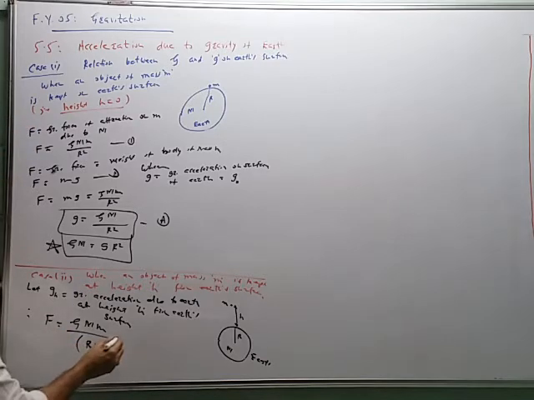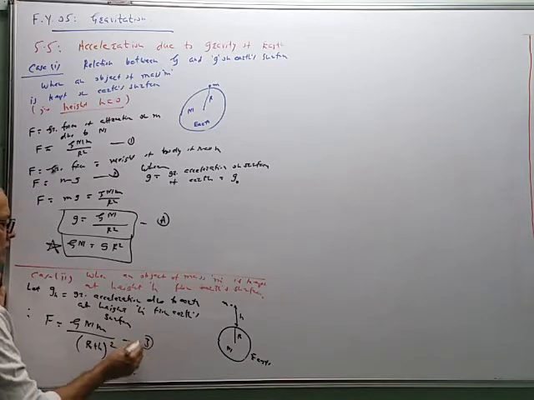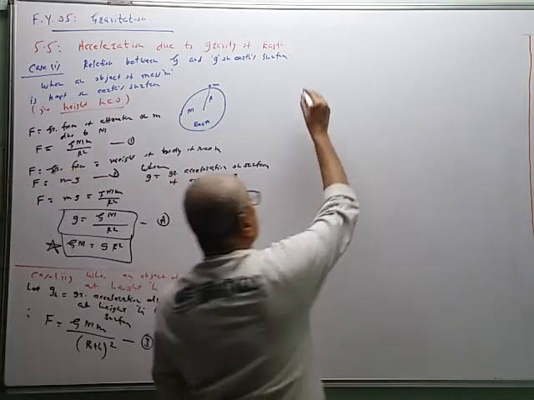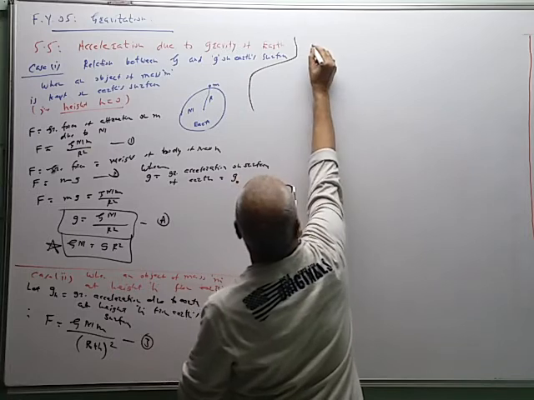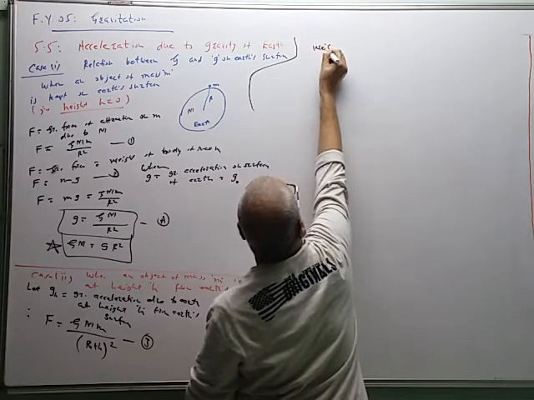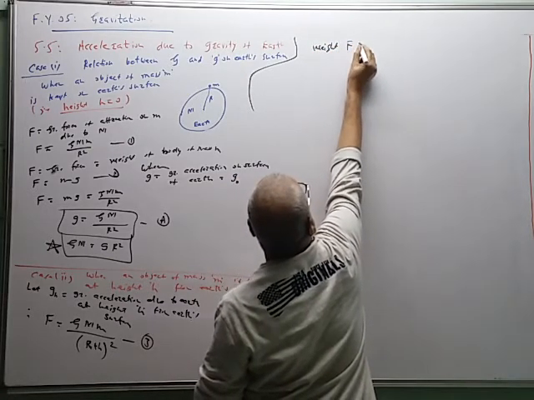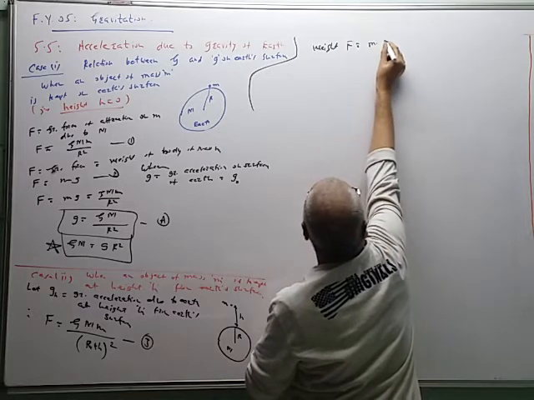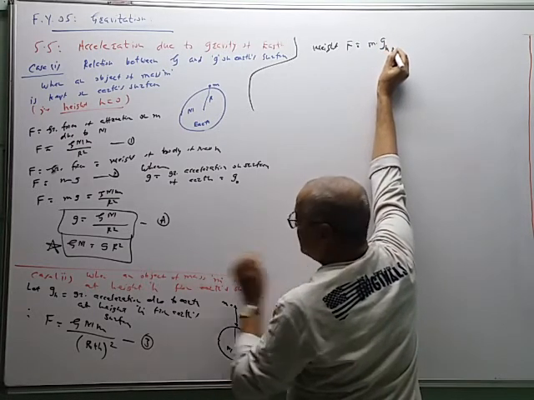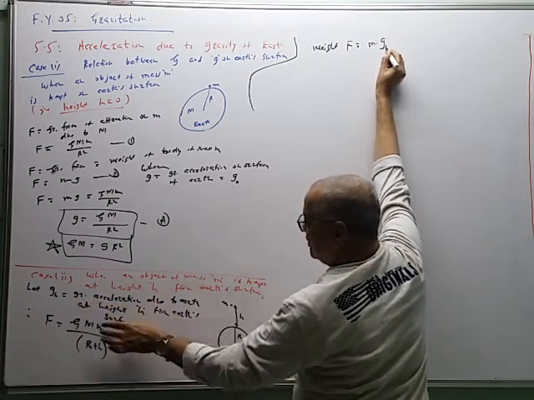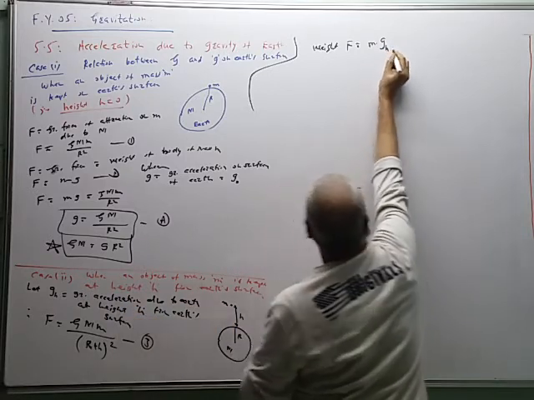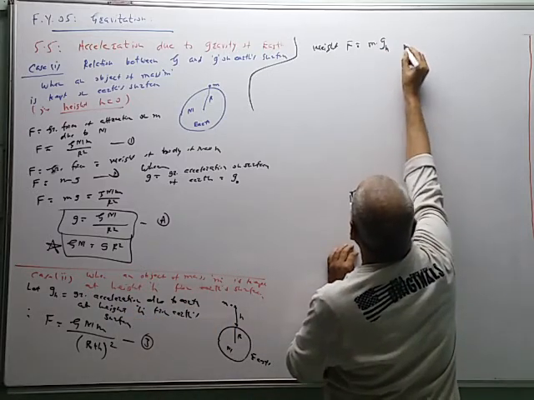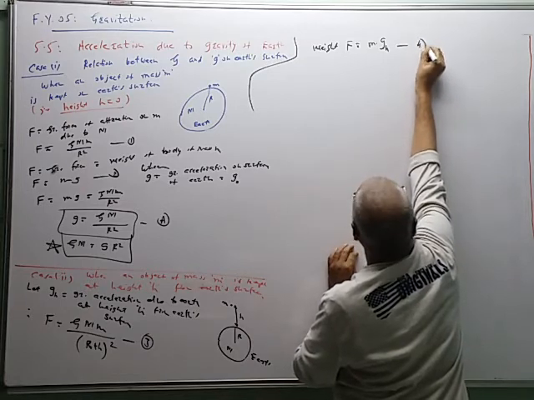R plus h whole bracket square. So this is equation 3. And by Newton's law, weight F is equal to m into gh, where gh is the gravitational acceleration due to the Earth at height h here. So this is equation 4.